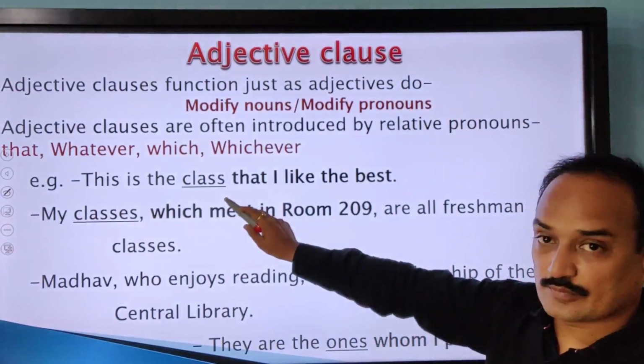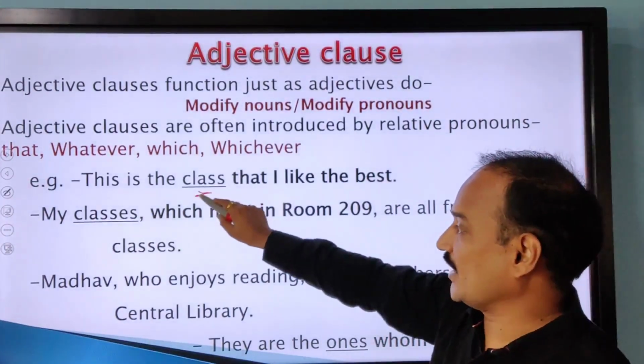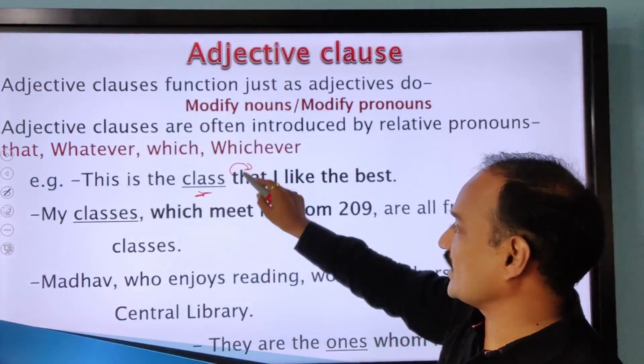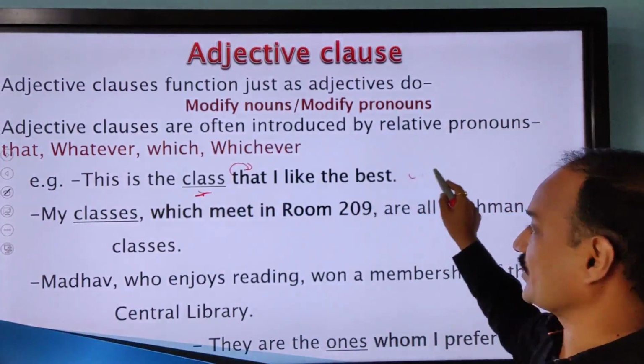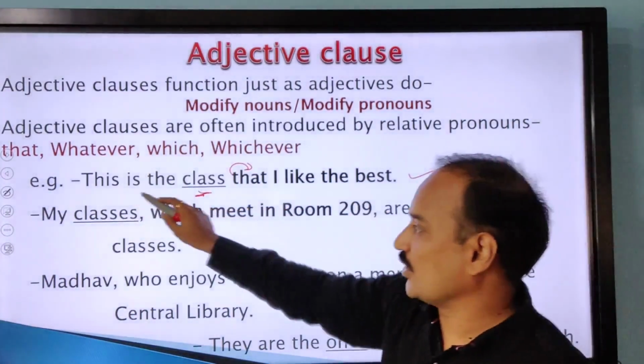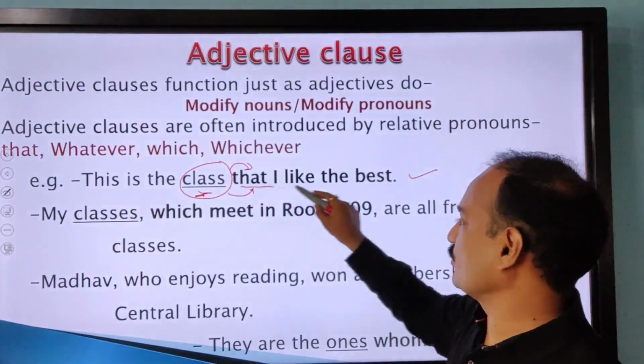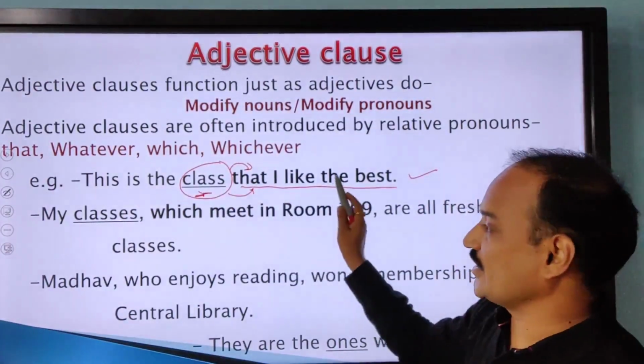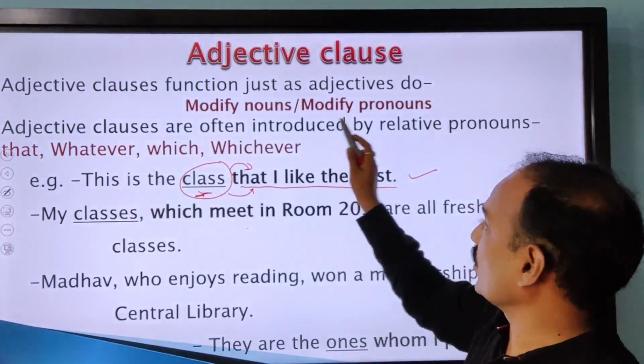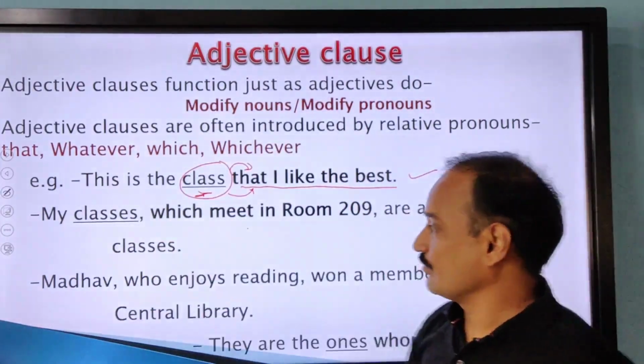What modifies the noun is the adjective clause. This is the class. This is a noun, class. Now it is talking about this class, so that I like the best. In the main clause this is a noun, and as this sentence is modifying this noun, it is an adjective clause. It is also called a relative clause. Next.